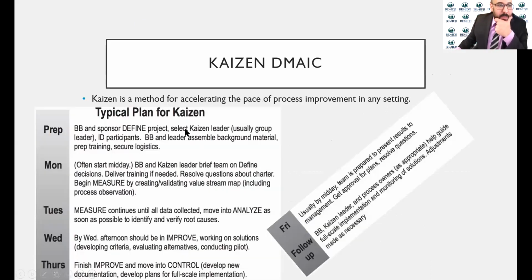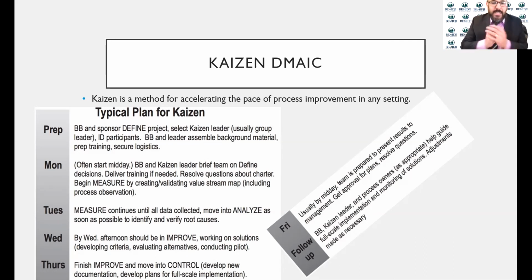The one thing that I want to mention is there could be different ways of implementing the DMAIC process. One of them is very long, and the other one is accelerated, what we call the Kaizen DMAIC. The Kaizen DMAIC is basically accelerating the DMAIC process. Instead of spending 6 months on implementing the Six Sigma project, we could do it in 1 week.